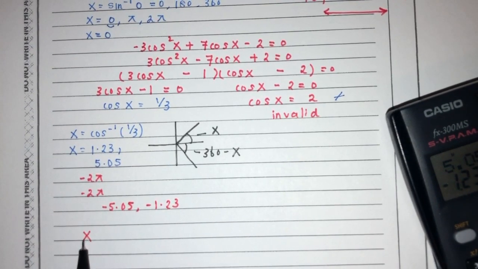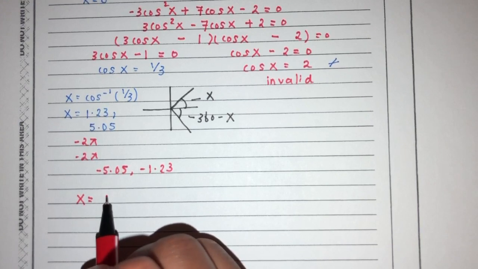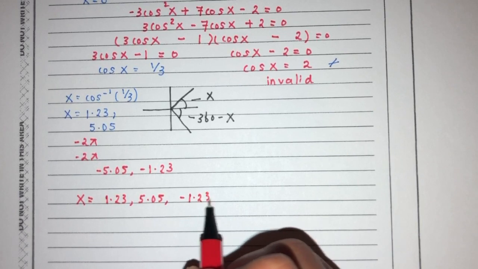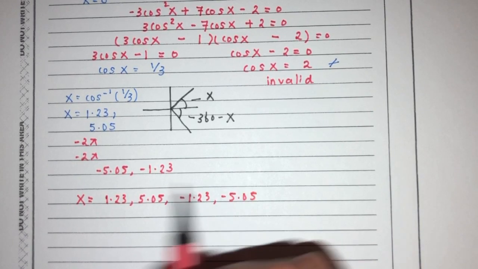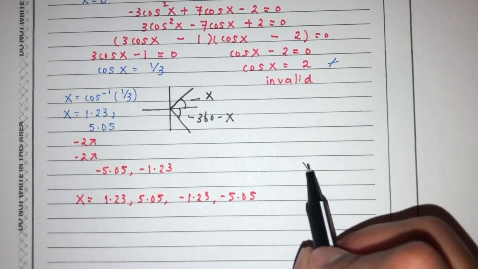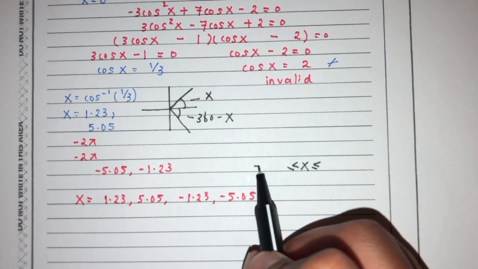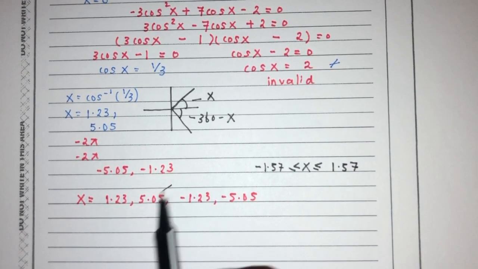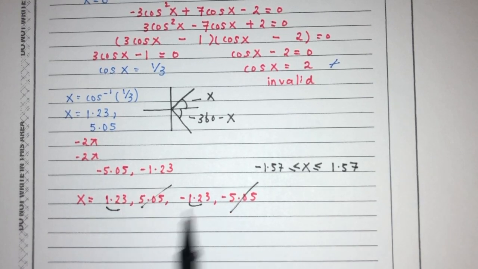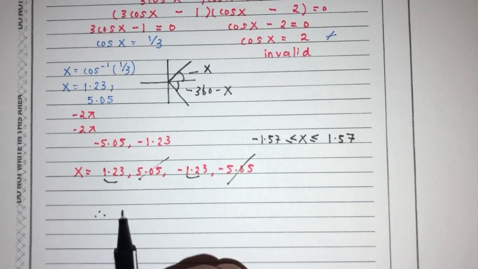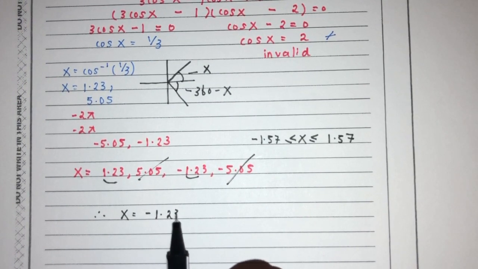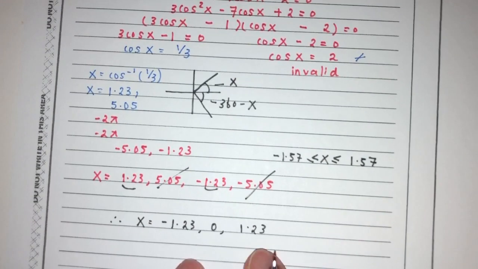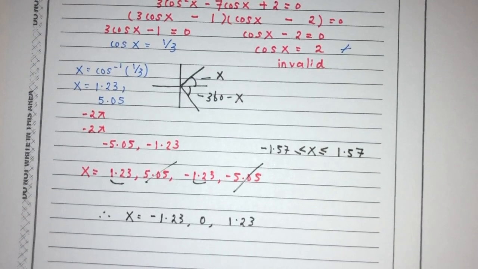Right now, the possible values of x are 1.23, 5.05, and also minus 1.23, and then minus 5.05. Okay, now according to the domain, as you can see, this one is outside, this one is out, we can only have those two. So finally, the values of x can be minus 1.23, 0, and 1.23. The 0 comes from this one, and the rest will be this one. And this will be your question number 8.